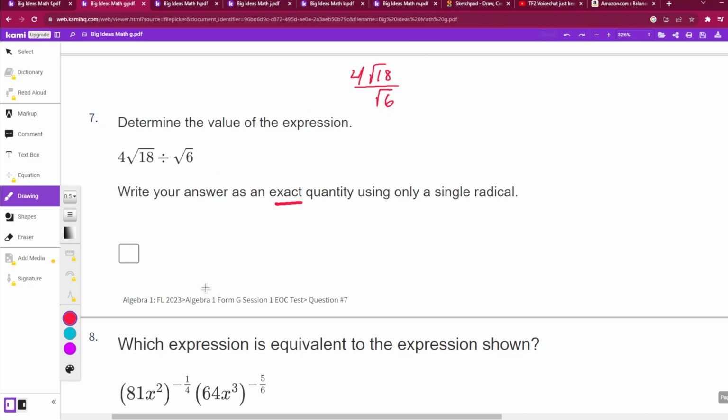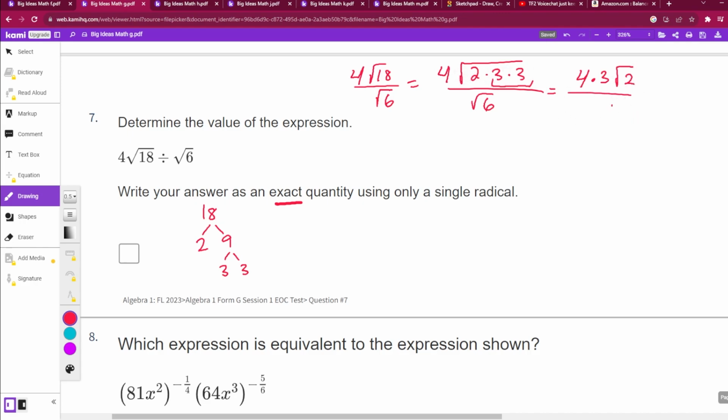We can simplify or rewrite 18 as a product of its prime factors. 2 times 9. 9 can be broken down into 3 times 3. So I have 4 times the square root of 2 times 3 times 3. And on the bottom, root 6. So the top here, we can pull out a pair of 3's, bring them on the outside. So the square root of 3 times 3 is 3. So we have 4 times 3. And then on the inside of the square root, we still have a 2. And then over root 6. This is 12 times root 2 over root 6.